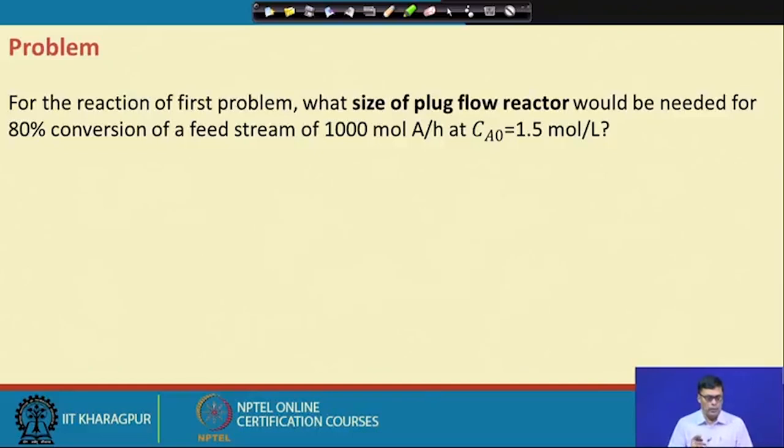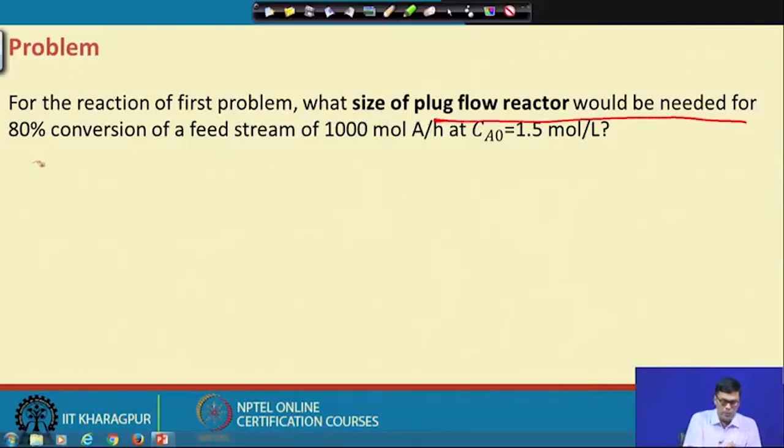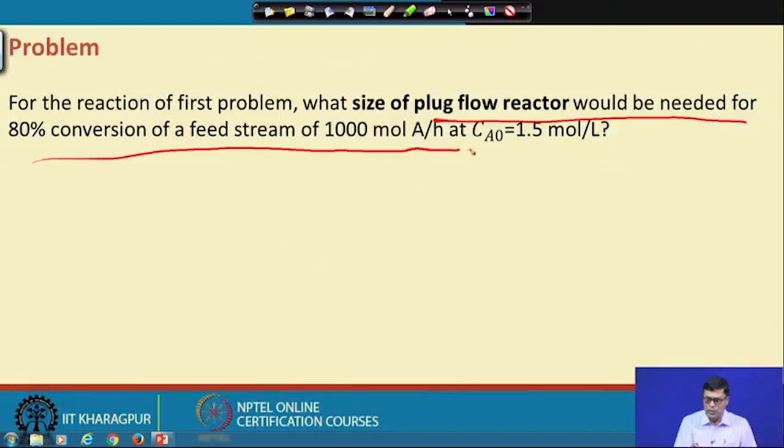Now for the reaction of the first problem, what size of a plug flow reactor would be needed for 80% conversion of the feed stream of 1000 moles of A per hour at CA0 of 1.5.